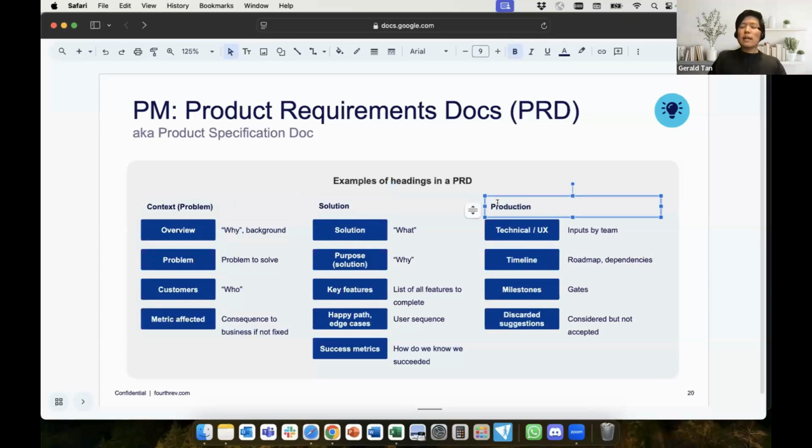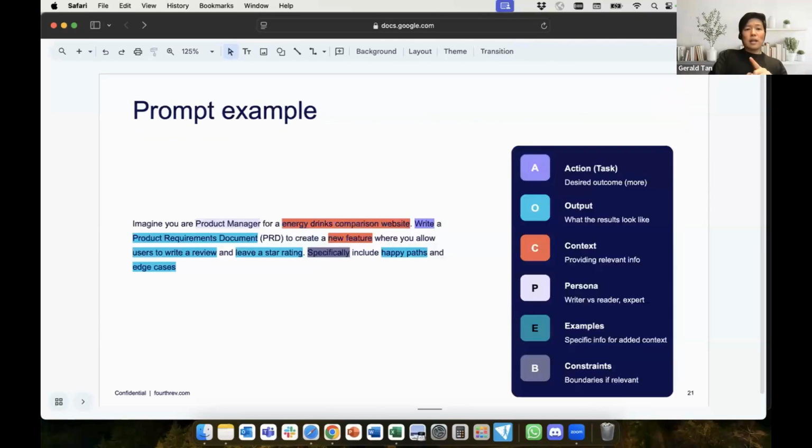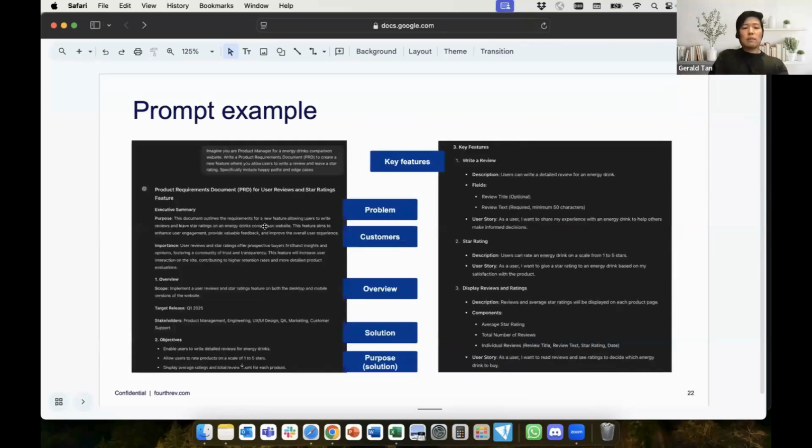And what can you help me with from a production perspective? If you prompt this, it will give you what you need. So as an example: I am a product manager for an energy drinks comparison website. Write a PRD to create a new feature which allows my users to write a review and leave a star rating. Specifically include happy paths and edge cases. And the output would be like this.